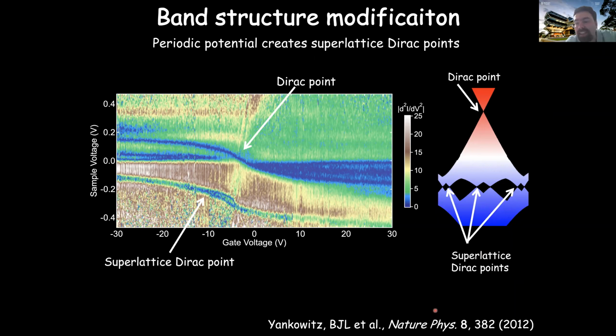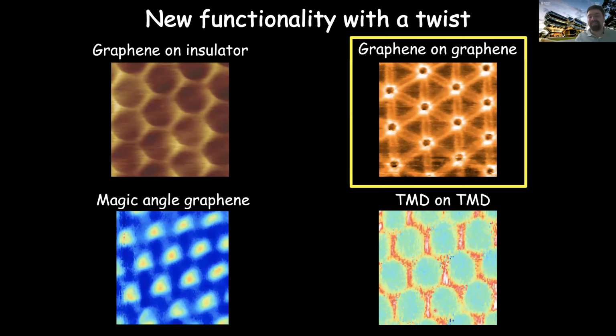Okay, thank you. I think we have another question from Alex. So one last question. How uniform is the Moiré across the sample? Is there a domain size?